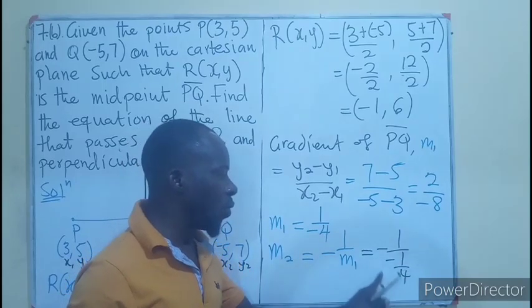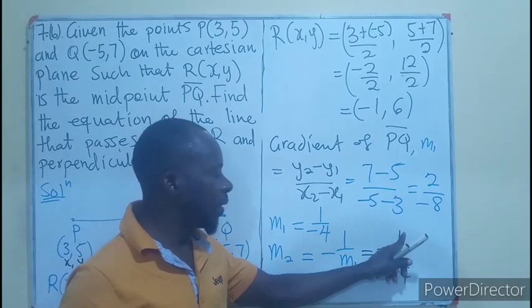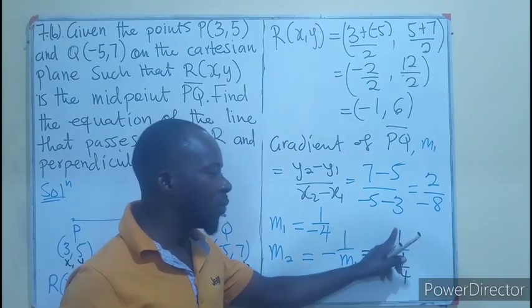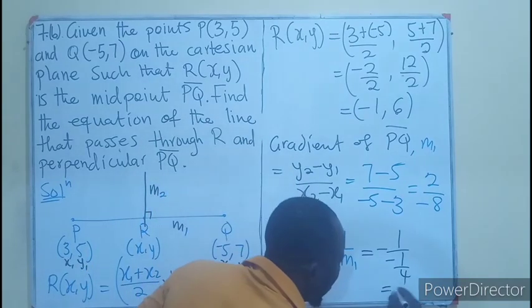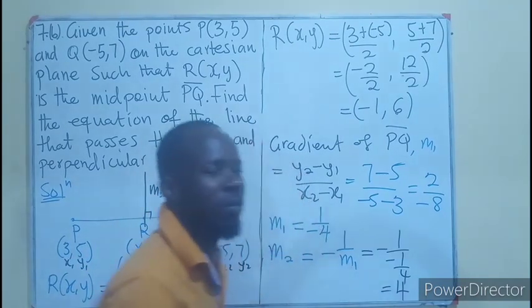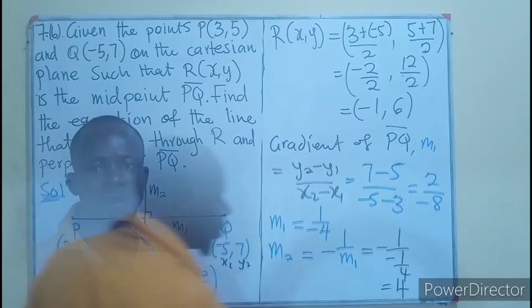So this will occupy this place. The 4 will go up to multiply, and it will become 4 over 1, and the negative will cancel. That simply means that I'll have 4. The value of the second gradient will be 4.